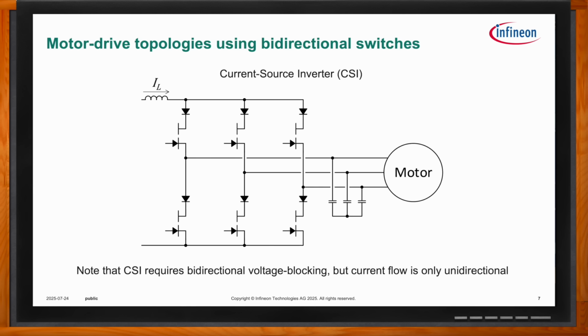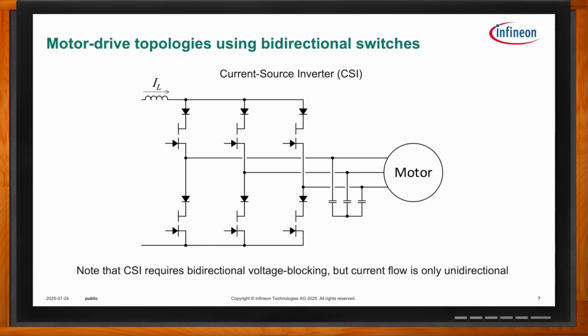The only difference is that we wouldn't be using the reverse current conduction capability of that switch. So we do need the bidirectional blocking, but only current going in one direction. So it's not a problem. It's just I'm trying to illustrate it here in a way that makes sense to understand the topology.